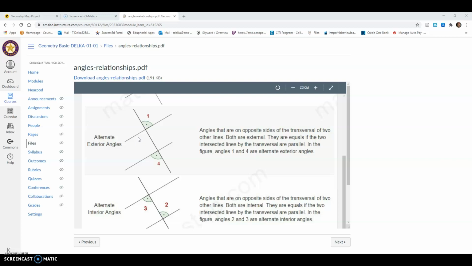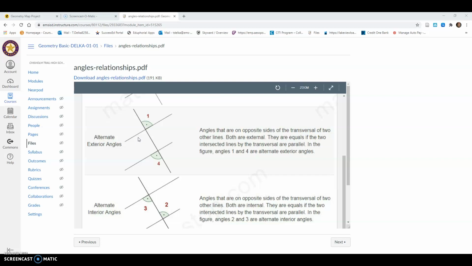They're alternate because one is on this side and one is on that side, alternating, okay? So angles that are on opposite sides of the transversal of two other lines, both are external. They are equal if the two lines intersected by the transversal are parallel, which they are. In the figure, angles 1 and 4 are alternate exterior angles.